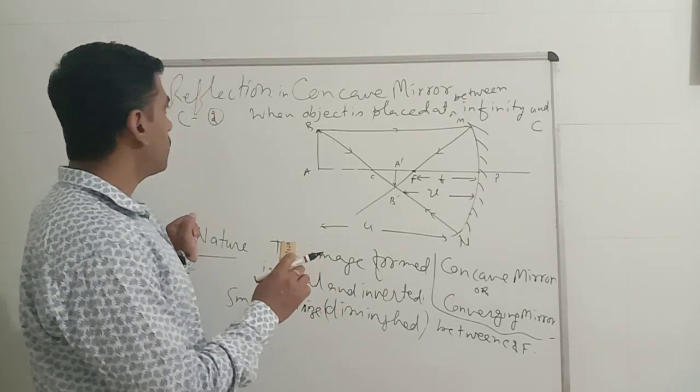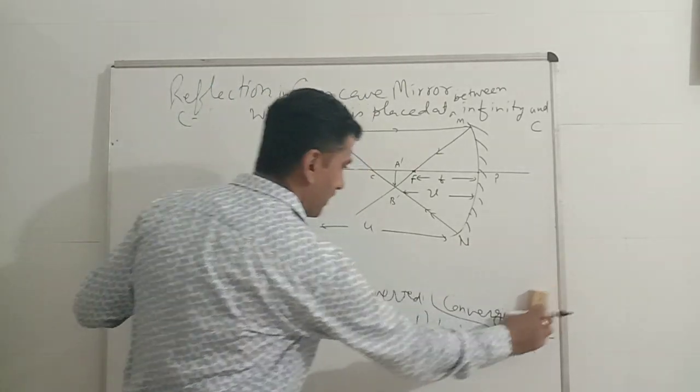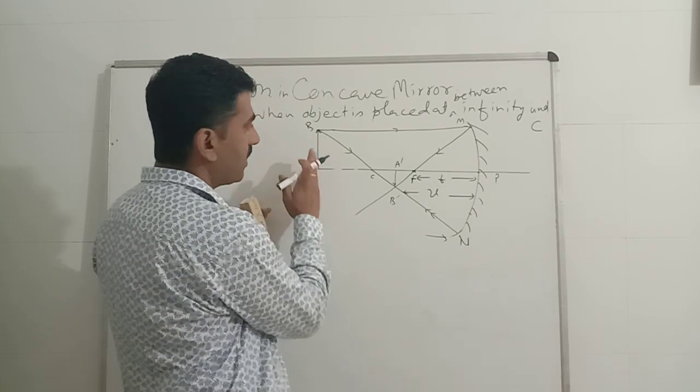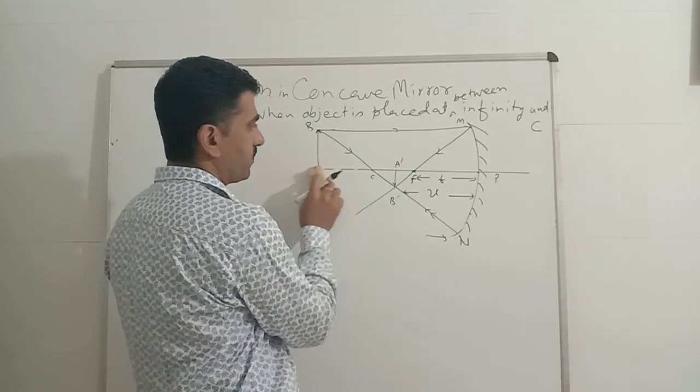Fine. So I'm going for case number 3. Let's write case number 3. So case number 3 is when the object is going a little near, here at the center of curvature.